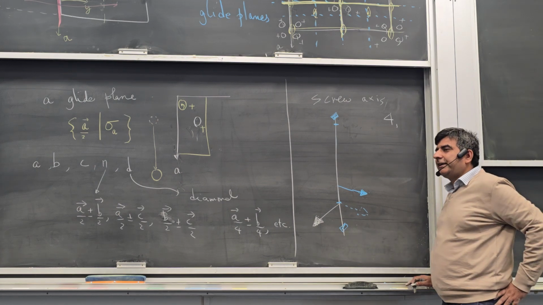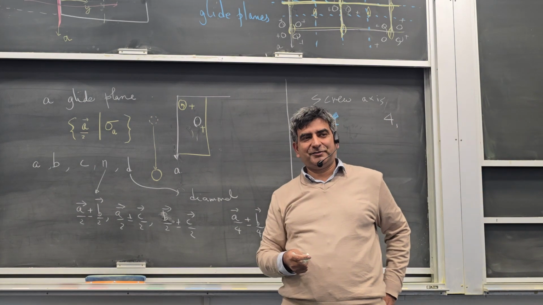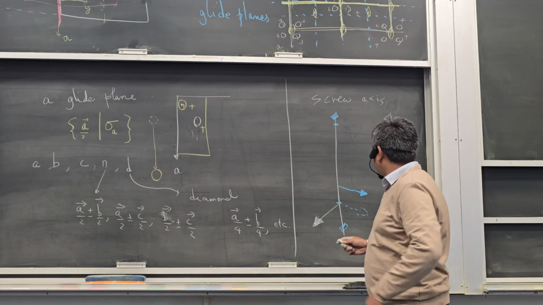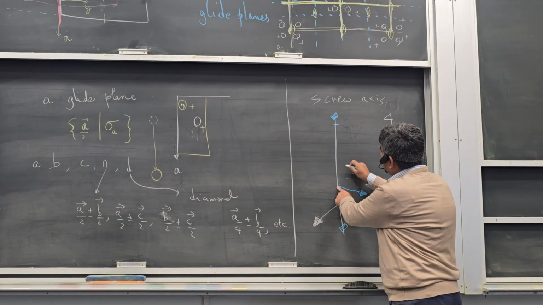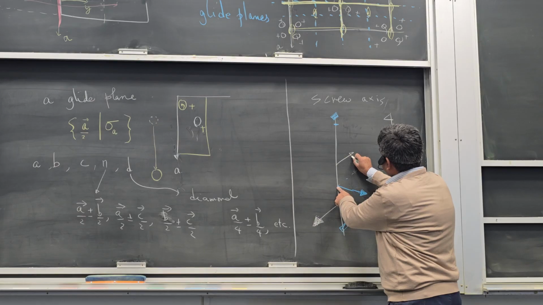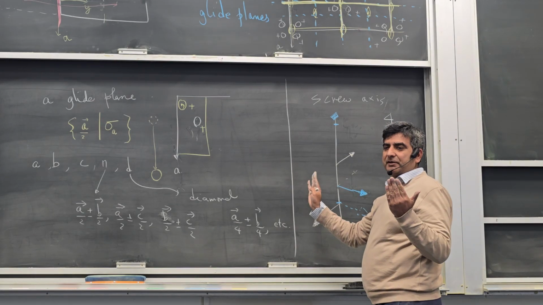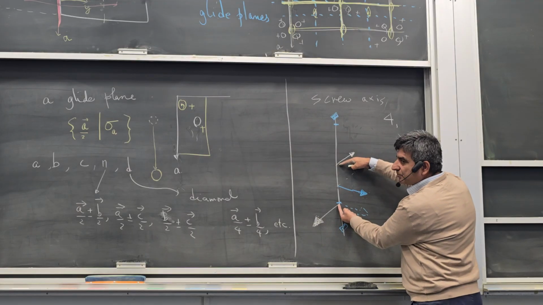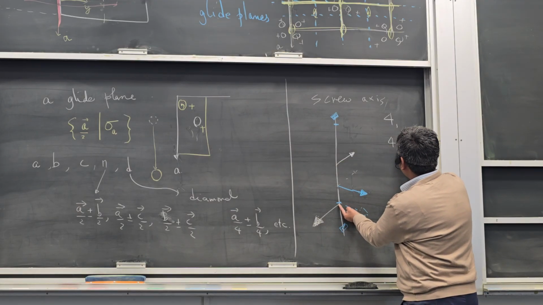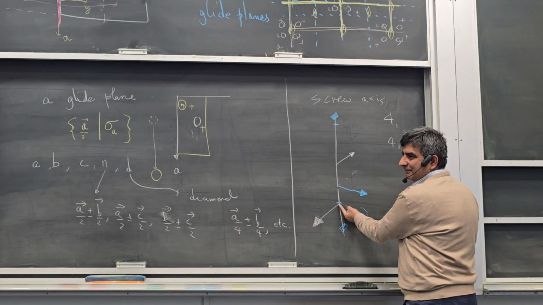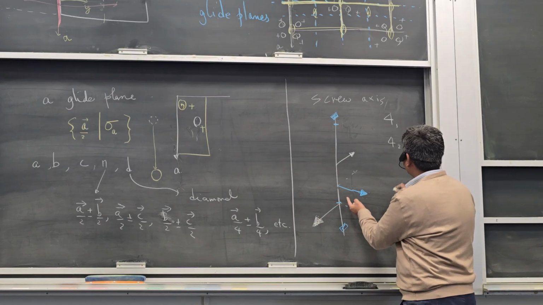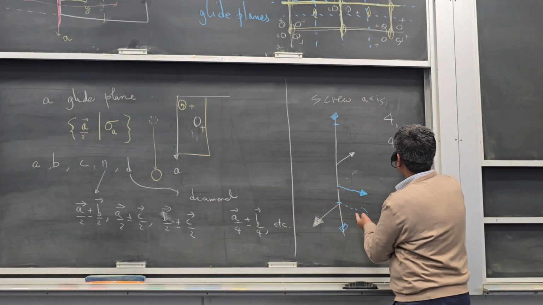And then I do another 4_1 screw rotation. So this goes to the back, and then I move forward. So this advances forward but goes towards the back. So these 2 points are connected by a 4_2 screw axis. A 4_2 screw axis is equivalent to a 2-fold rotation.